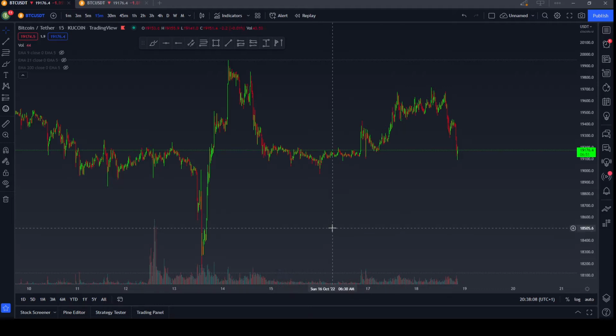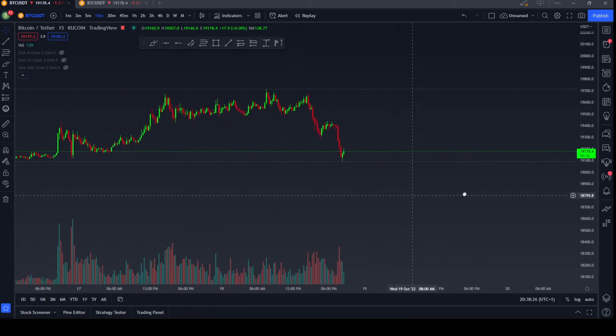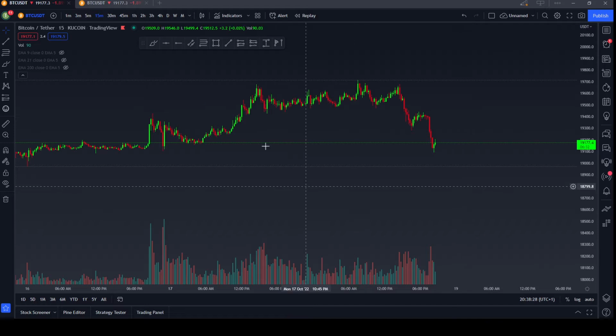Firstly, what is an exponential moving average? Well, an average by nature is just the average of a number of data points. And right now we're looking at the BTC chart, and the data points we've got are essentially candles. Right now we're looking at the 15-minute. Let's scoot over to the hour.